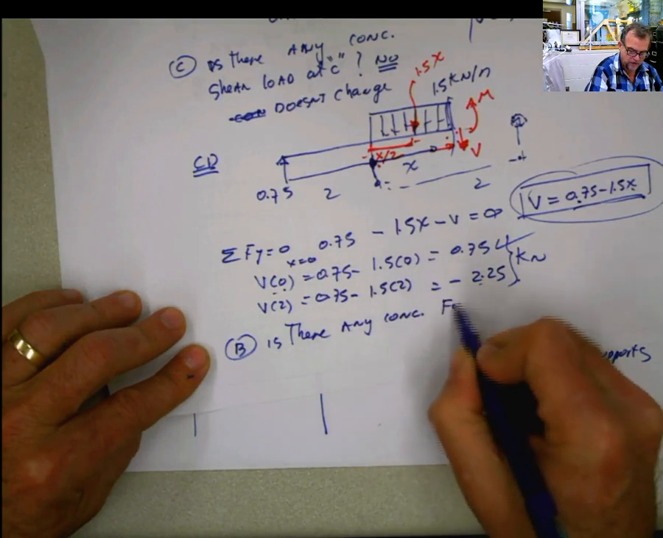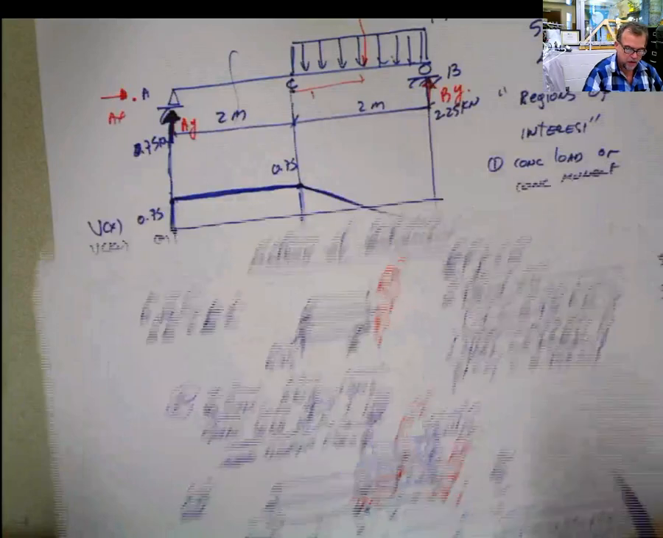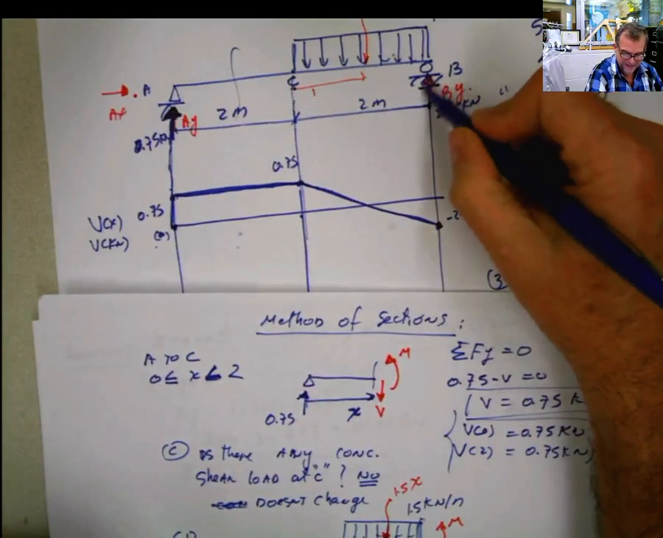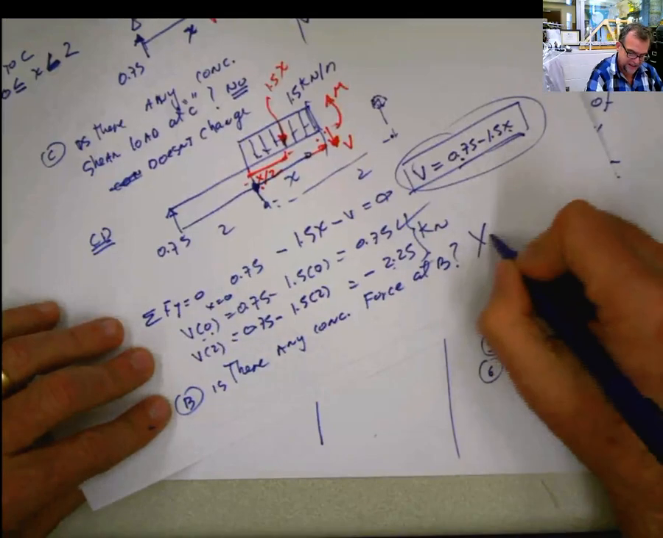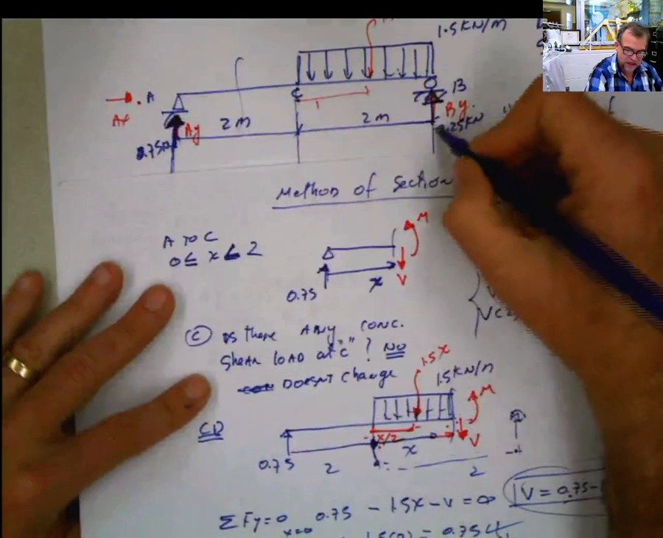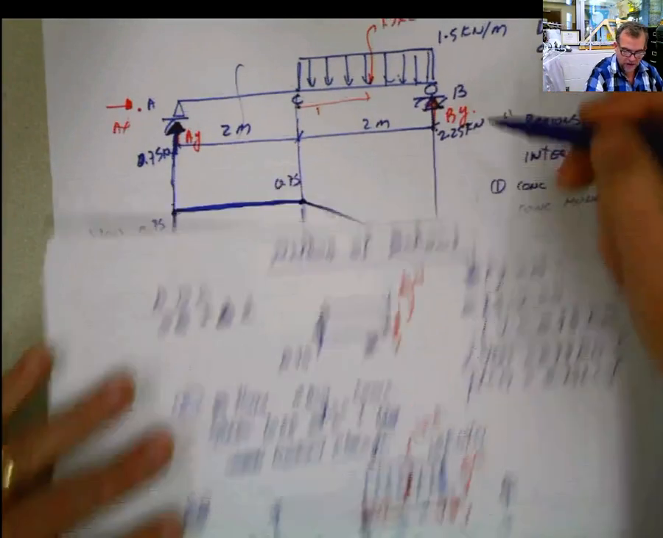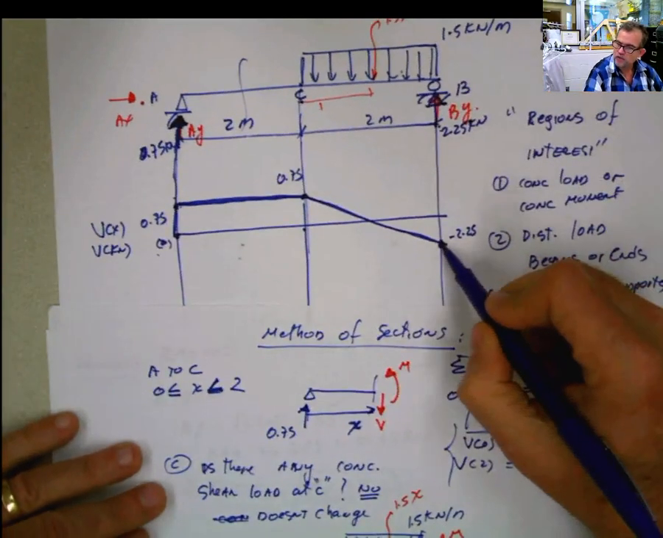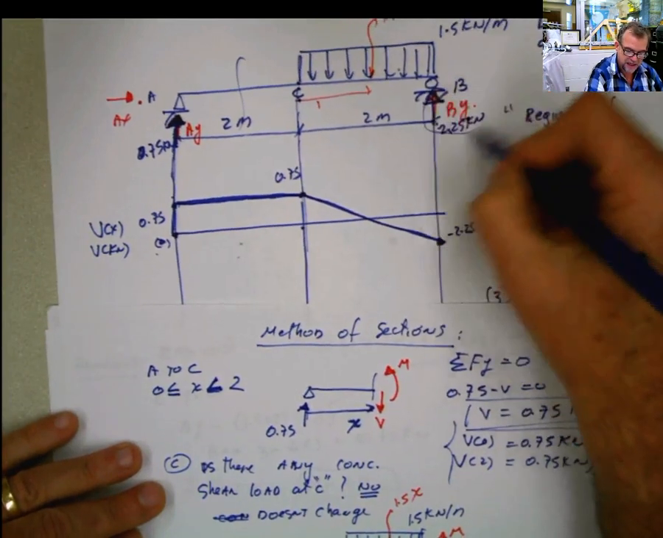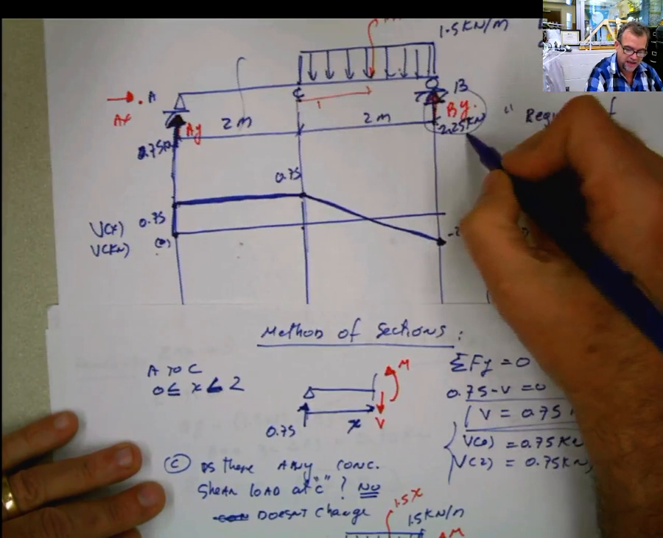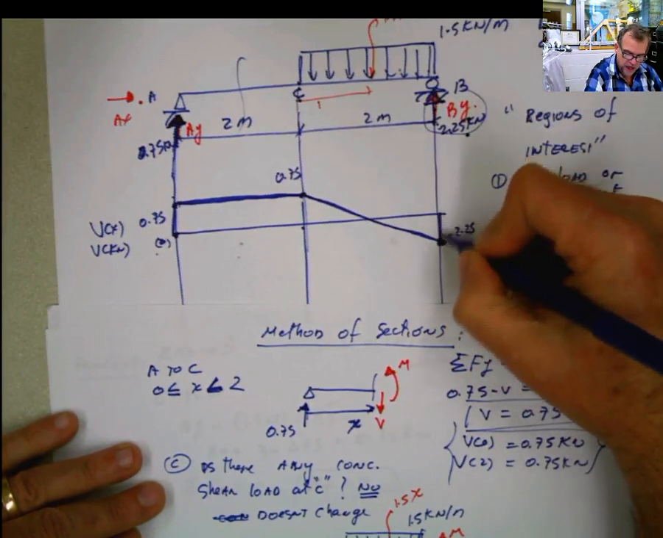is there any concentrated force at B? The answer is yes, because this is a concentrated force, the reaction. That concentrated force is 2.25. That means I'm here at negative 2.25, and that force is going to push this up, in the same direction of the load and with the same value. Negative 2.25 is going to be pushed up to zero.